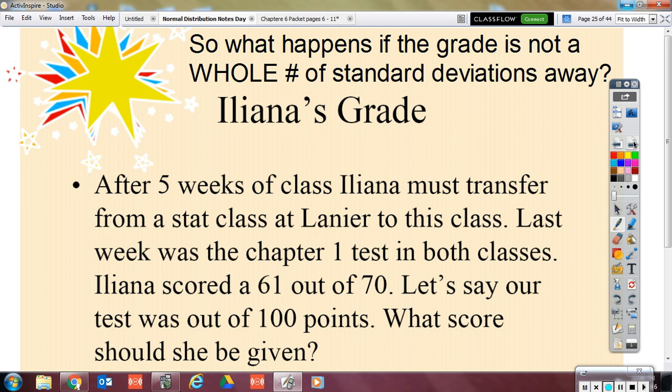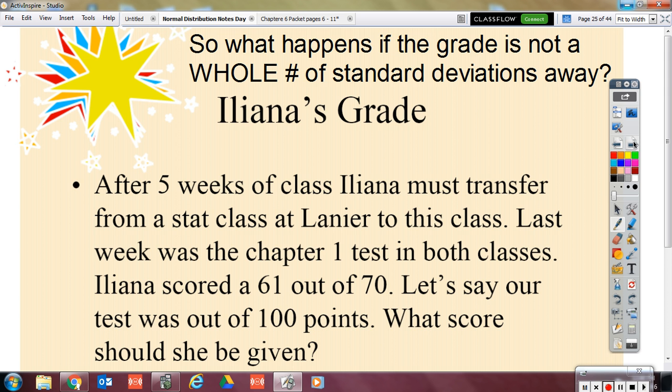So here's the example we'll play with. After 5 weeks of class, Ileana must transfer from a stats class at Lanier to this class. Well, last week was the Chapter 1 test in both classes. Ileana scored a 61 out of 70 on that test at her school. But let's say our test was out of 100 points, not 70. So what score should we give her?